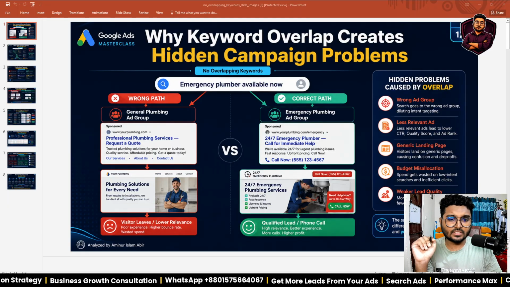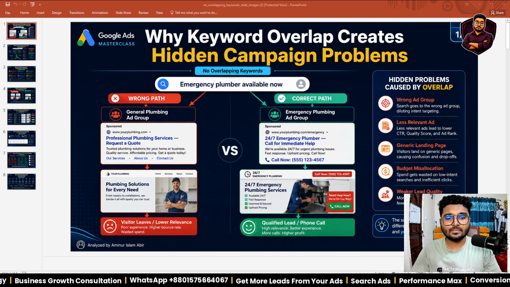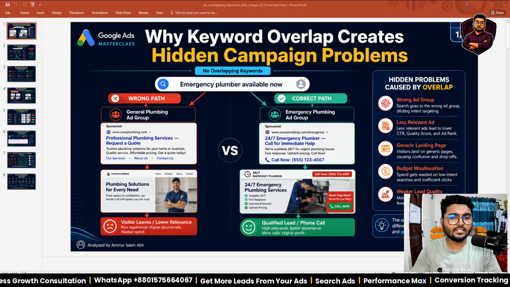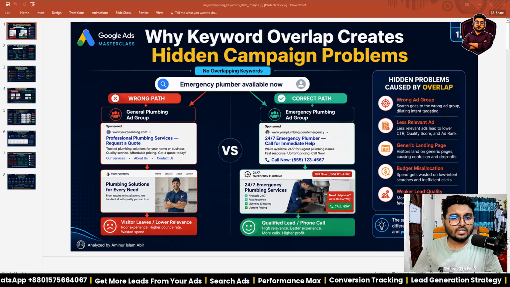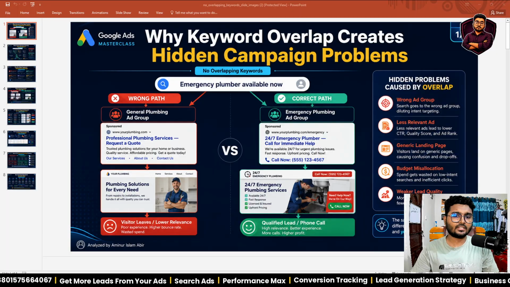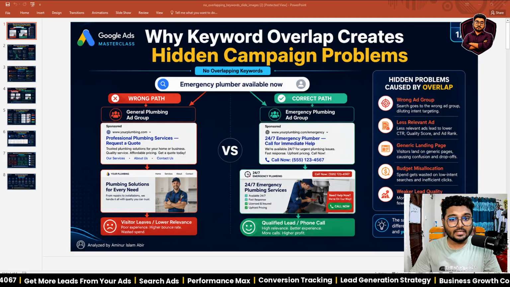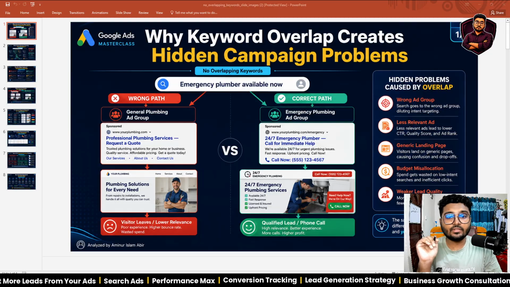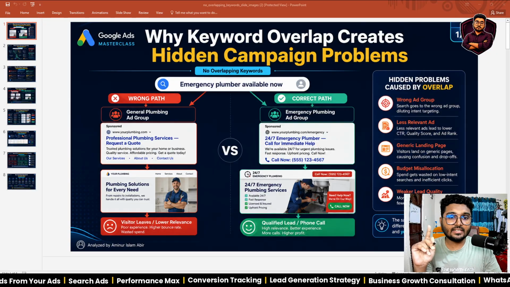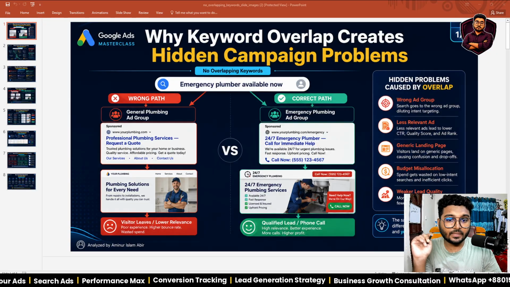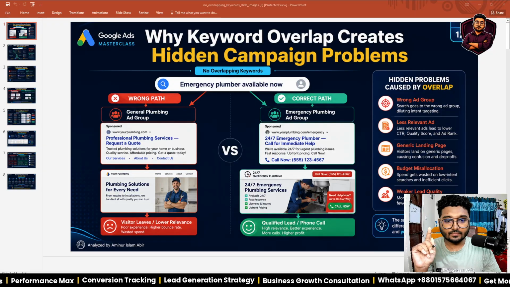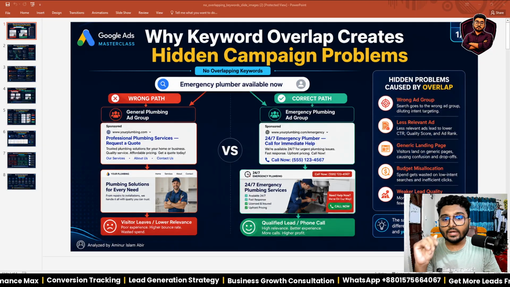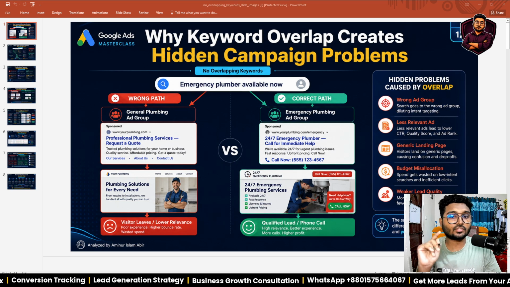Now imagine the customer journey. The correct path is emergency search, emergency ad, emergency landing page, and a phone call. The wrong path is emergency search, general plumbing ad, generic home page, and the visitor leaves. The keyword itself may still be relevant, but the route creates a weaker customer experience. This is why overlap can remain hidden. The campaign may still generate clicks and even some conversions, but relevance, lead quality, and profitability may slowly decline. Keyword overlap becomes dangerous when the same search can create different customer experiences.